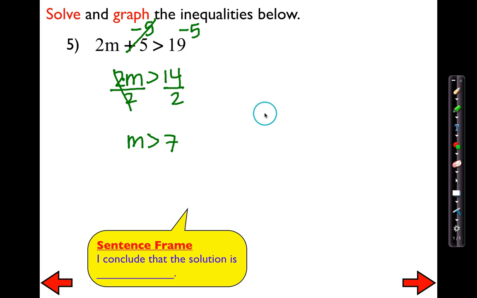Now that I have that, I'm going to graph it using, again, all we need is just a 0 and the value that they're referring to, which in this case is a 7. First, I'm going to start with an open circle.